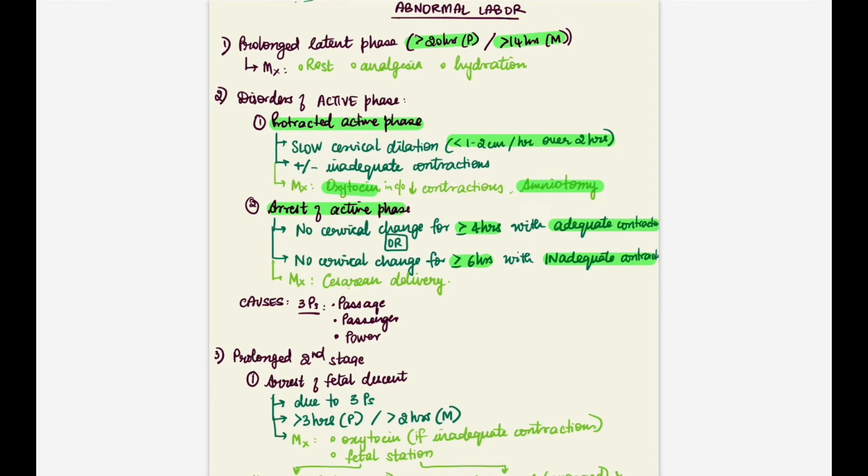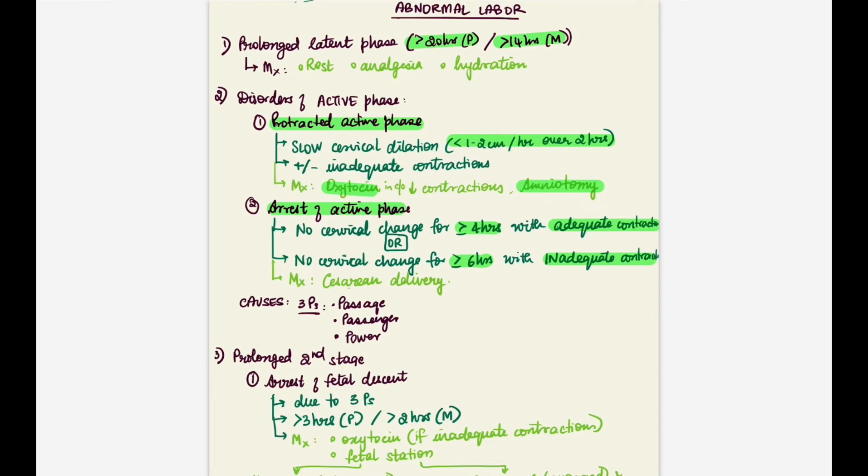That is an arrest. And management of arrest is cesarean, because when there is arrest, it means that the fetus is not really moving down. So that's mostly because of a very small pelvic cavity or a cephalopelvic disproportion. So there is no point in trying to get a vaginal delivery. So we'll go for cesarean delivery for arrest of active phase.